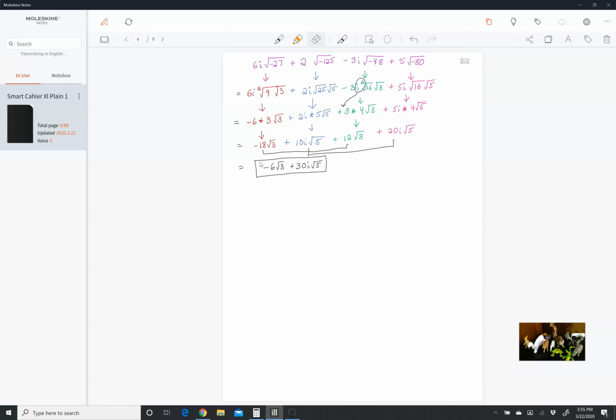So that's the simplification of square roots. Okay, let's keep going. Let's do addition, subtraction, division, and multiplication. So before we do that, I want to define a complex number.